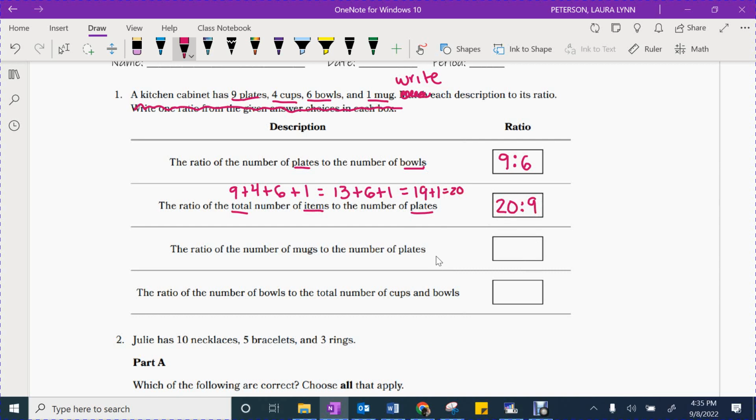The next part of our question asks for the ratio of mugs to plates. Well, there's only 1 mug, and there are 9 plates. Our last part of this question asks for the ratio of the bowls to the total number of cups and bowls. Okay, well, let me see how many bowls there are. There are 6 bowls, and I'm pulling this from the first sentence. And to find a total, I have to add. So I'm adding all the cups, which is 4, plus bowls, which is 6. And that's 10. So the last part of my ratio is a 10.